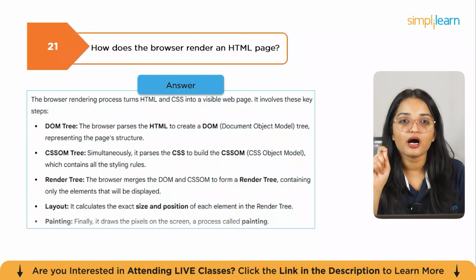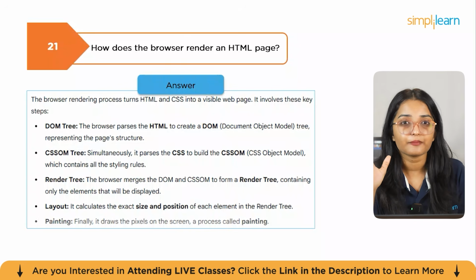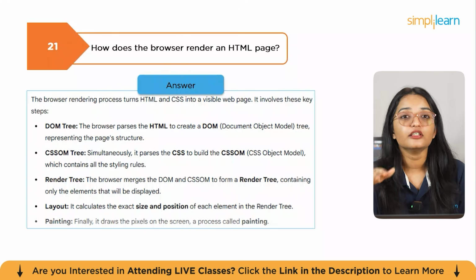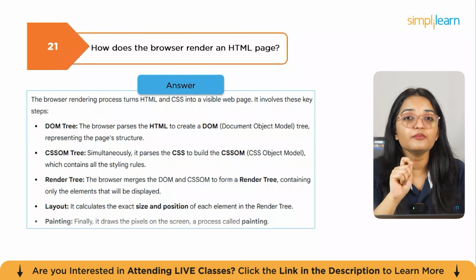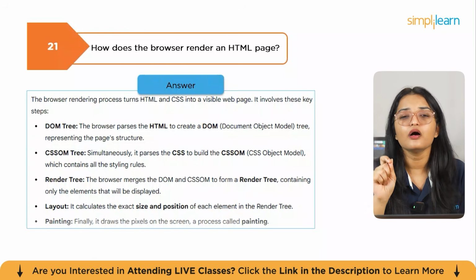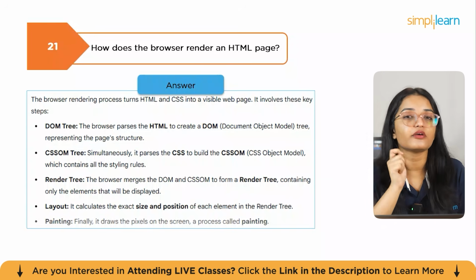First up, the browser parses the HTML to build a DOM, which is the Document Object Model tree. This is a logical representation of the document structure. Simultaneously, it parses CSS to build the CSSOM, which is the CSS Object Model tree, which represents all the styling rules. The browser then combines these two trees into a render tree, which contains all the visual elements in the correct order, followed by layout, where the browser calculates the precise size and position of each element, and painting, where it draws the pixels on the screen, a process which can be repeated for updates.